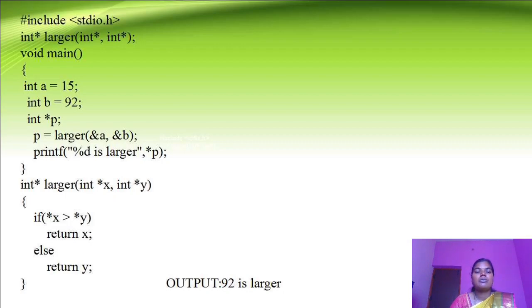Okay. So in the example, in the main function we have given a value is 15 and b is equal to 92. It compares these two values. Here a is less than b, that is x is less than y. So the output we will get is 92 is larger. So like this we can use pointers as arguments in the function, and here it returns the pointer, that is x and y are the pointers. We are returning these pointers as a result.